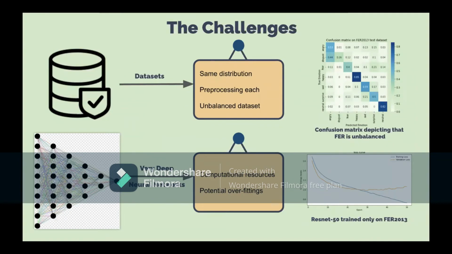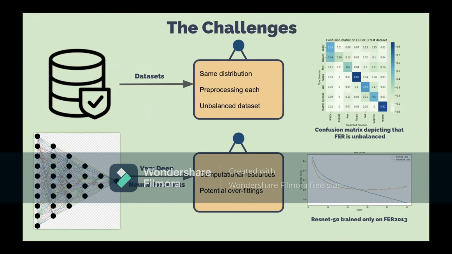For the dataset part, for example, we need to choose mainly balanced datasets that are coming from the same distribution as the baseline dataset. And we should also pre-process each new dataset to fit in our model. As we can see from this confusion matrix, FER is unbalanced, and due to the lack of disgust face images, the predictions are mostly incorrect.